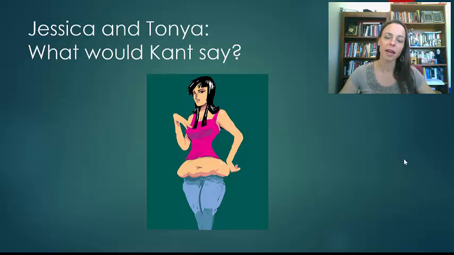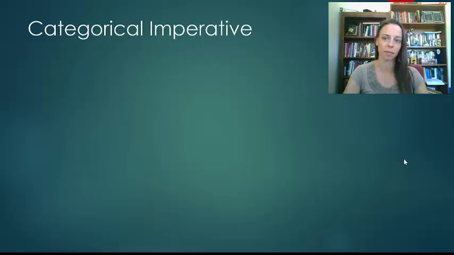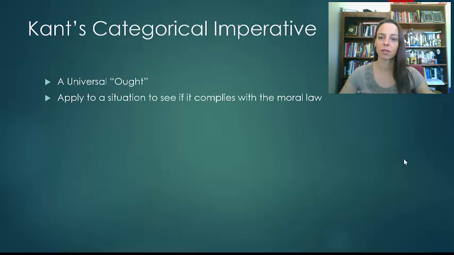So now you have an idea of what Kant would tell Tonya to do in that situation. She would probably have to tell the truth because she's been directly asked by Jessica, or at least not lie in her response to her roommate. Now that may have negative consequences, but remember, according to Kant, we're not to be held responsible for the consequences of our actions because those are out of our control. So we know that it's a universal law. We apply it to a situation to see if what we want to do complies with the moral law.